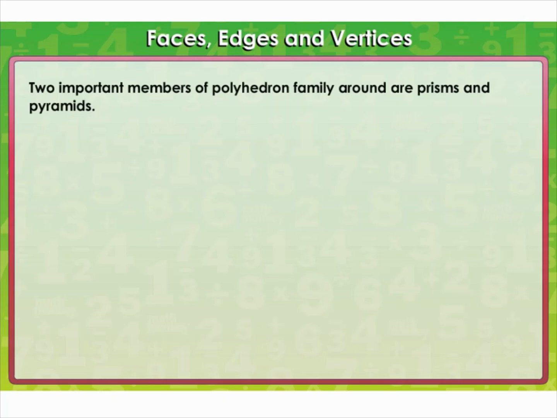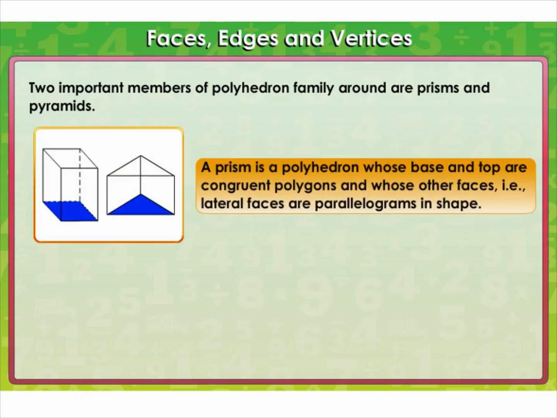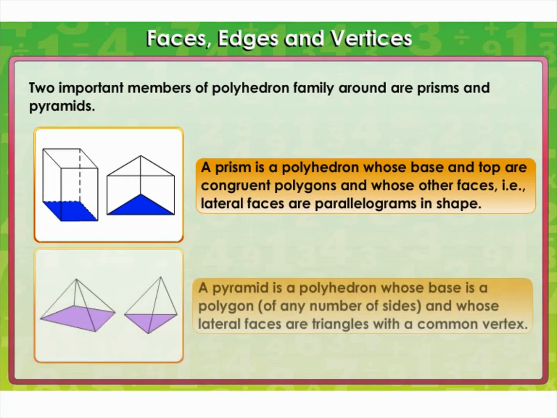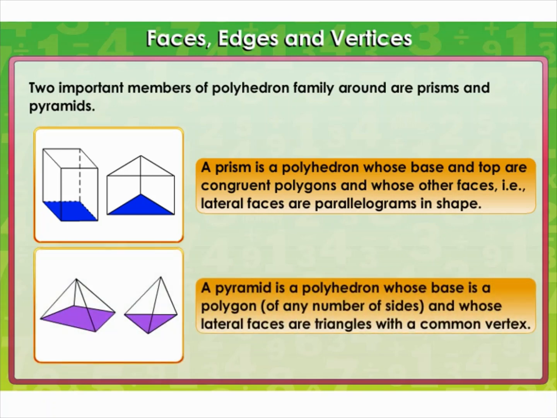2 important members of the polyhedron family are prisms and pyramids. A prism is a polyhedron whose base and top are congruent polygons and whose other faces, that is, lateral faces, are parallelograms in shape. A pyramid is a polyhedron whose base is a polygon of any number of sides and whose lateral faces are triangles with a common vertex.